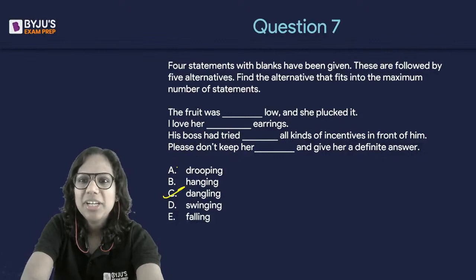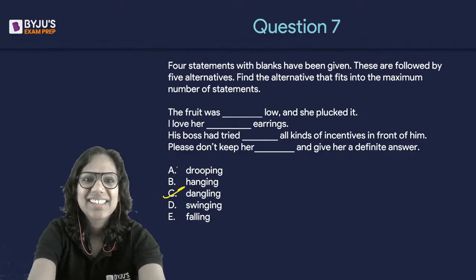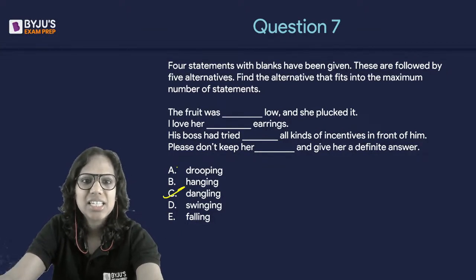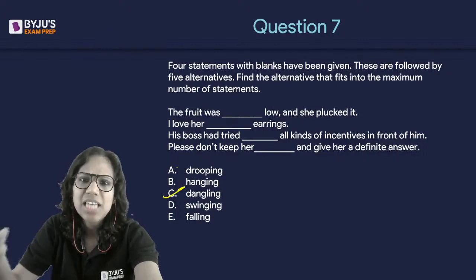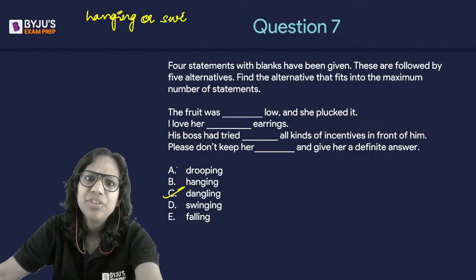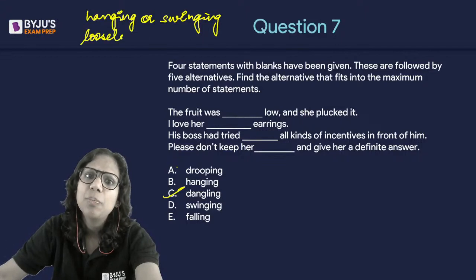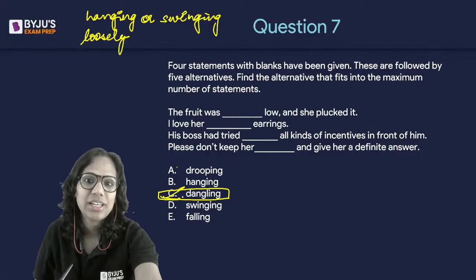Okay. So what made you decide dangling over the others? In case you've heard these sentences in some context. Okay, so dangling means hanging or swinging loosely. All of these words are very close to each other, aren't they? But the best fit here is dangling. It fits all the blanks, in fact.